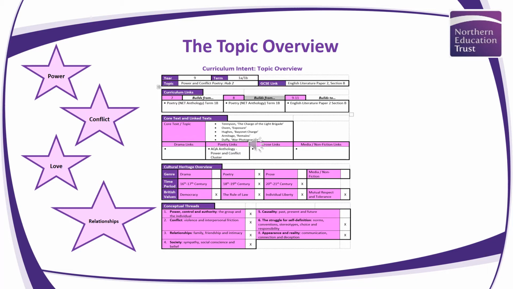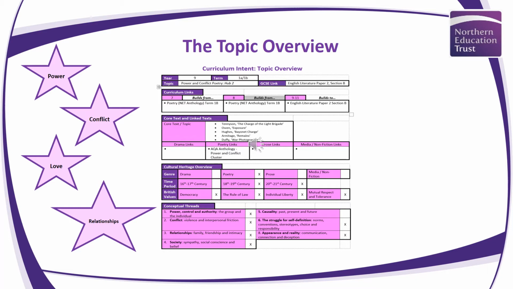Moving on, we can see the cultural heritage overview as well. So we're looking at poetry. We know that the time period is going to be the 18th to the 19th century and also including the 20th to the 21st century. And our British values are going to be democracy, the rule of law, individual liberty, mutual respect and tolerance.